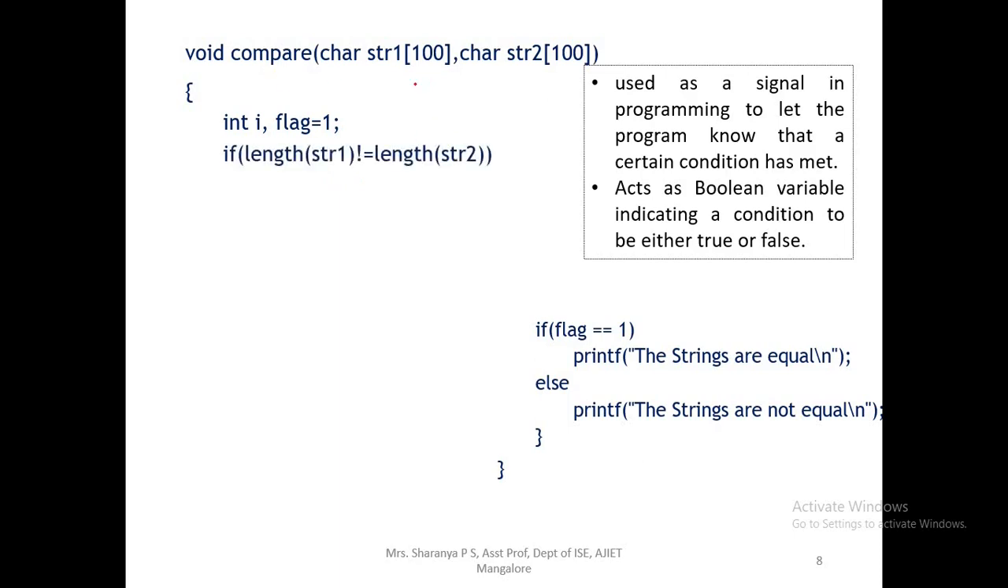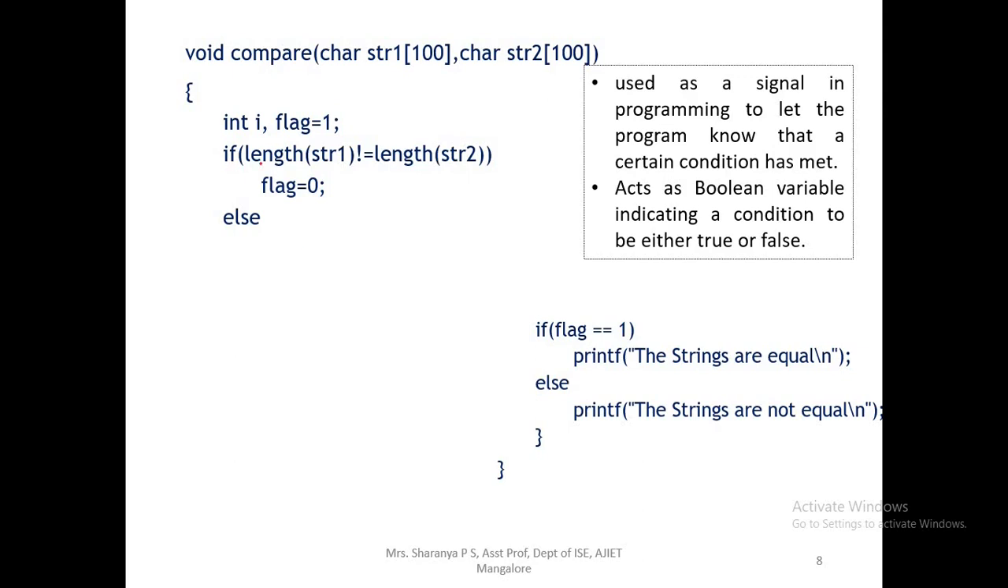Now for the comparison, as we discussed, first we will check whether the lengths of the strings are equal. If the lengths are not equal, then it automatically says that the strings are not equal. Suppose the lengths are equal, then it goes for checking character by character. If all the characters get matched, then we say that the strings are equal. This is the process done in the compare function.